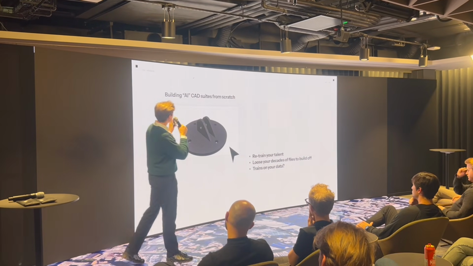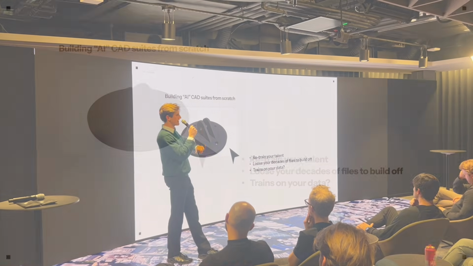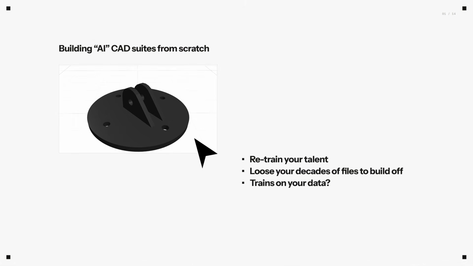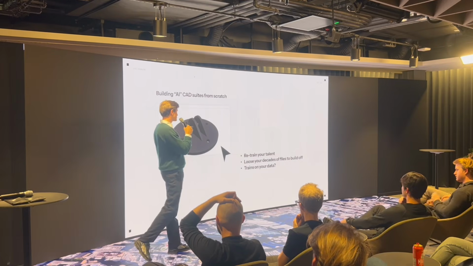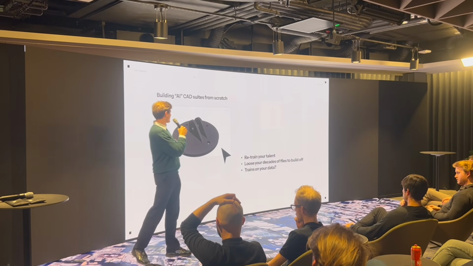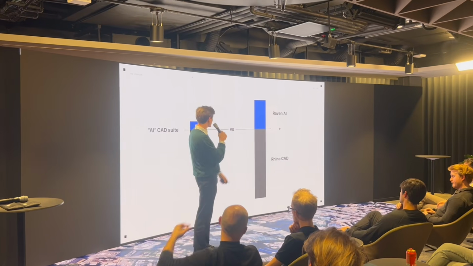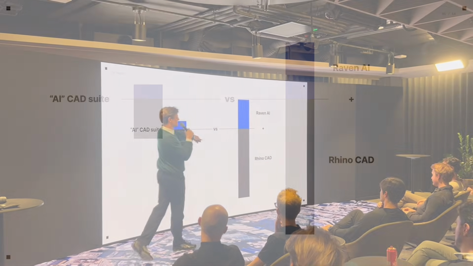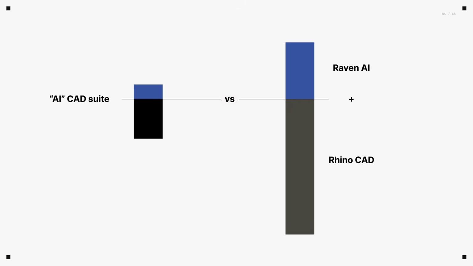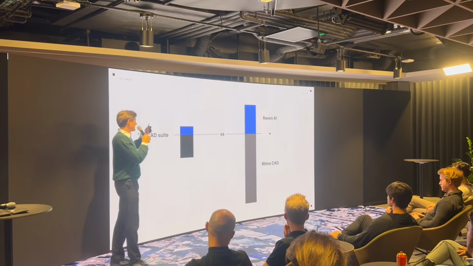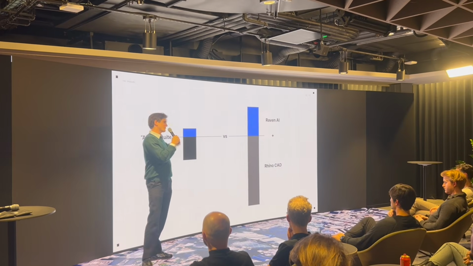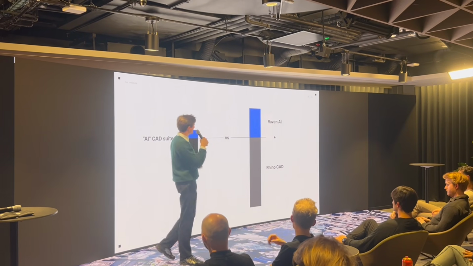So what do we do? We can build an AI CAD suite, but we don't actually build an AI CAD suite, because building one means you have to retrain your talent, and you lose decades of files that you were building off. Your firms have internal knowledge, which is invaluable. And with an external CAD suite, you never really know how you're going to train your data. So instead, we sit in Rhino. We build into Rhino, so that Rhino handles the CAD, because they're really good at that, and we handle the AI part. Anyone who doesn't do that will have to handle all of the CAD part as well as the AI part, and therefore has to split their efforts.